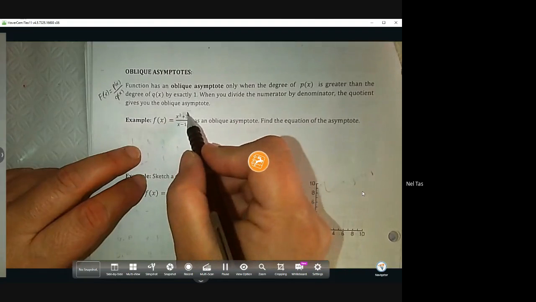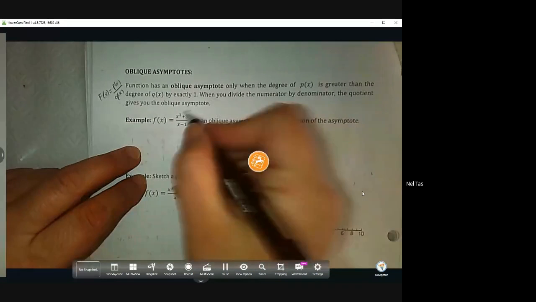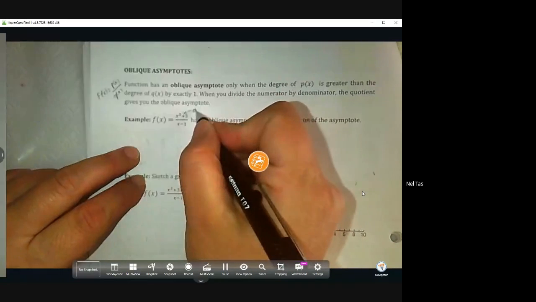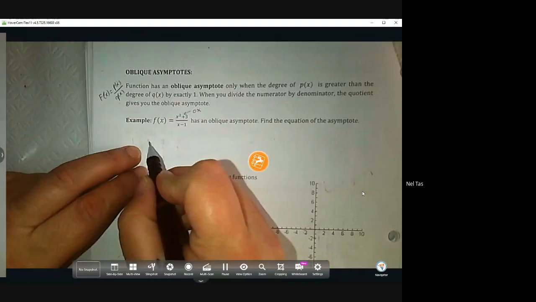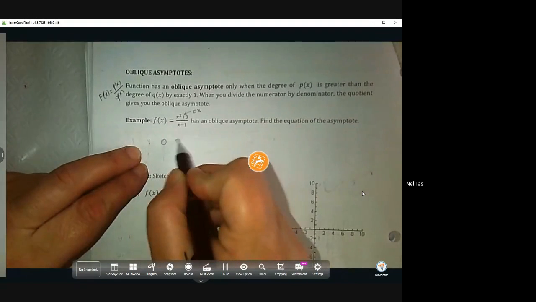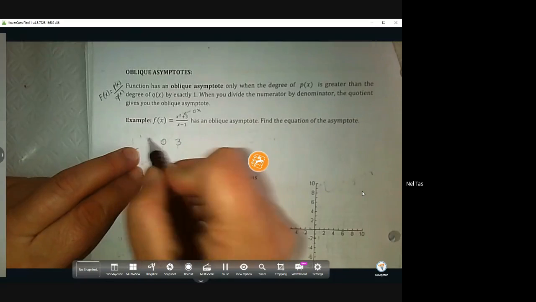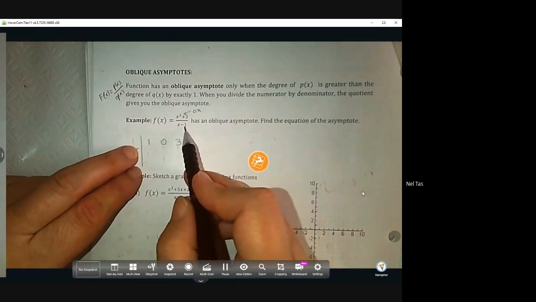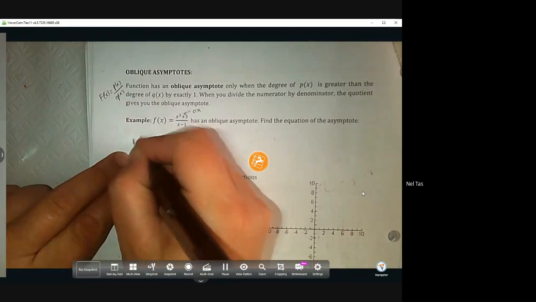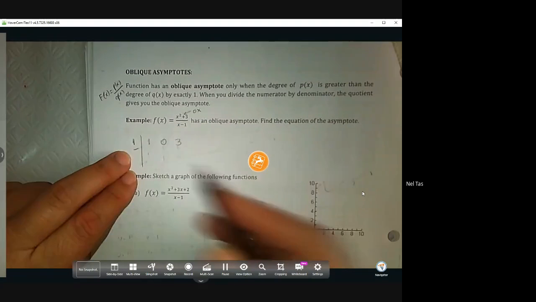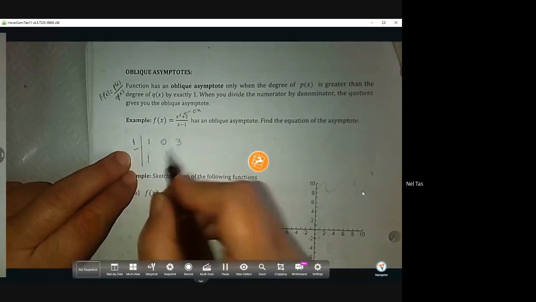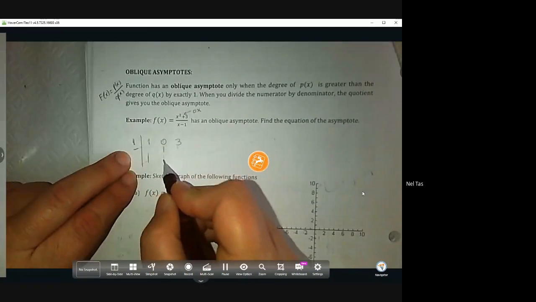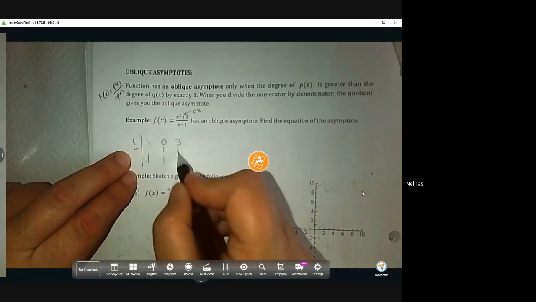We are missing the term with x, so we can put it as 0x. Then you get 1, 0, and 3. On the left, whatever makes the denominator 0, which is 1. Then we do the division. So 1 goes down, 1 times 1, 1. 0 plus 1, 1. 1 times 1, 1.